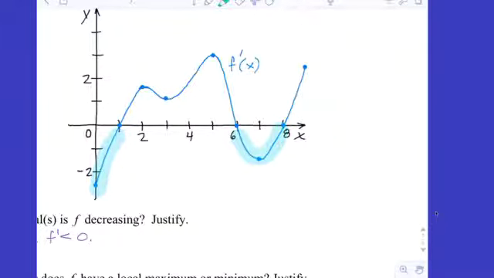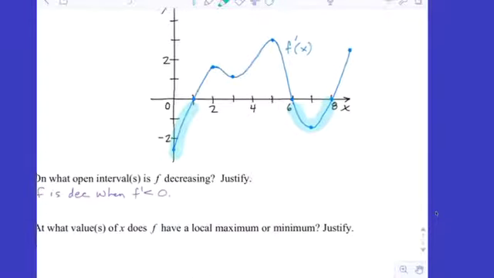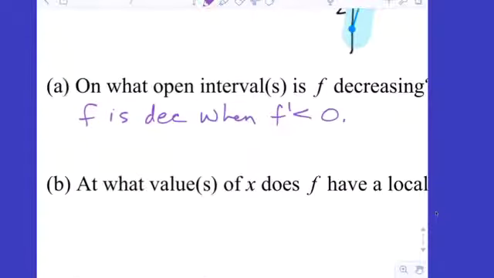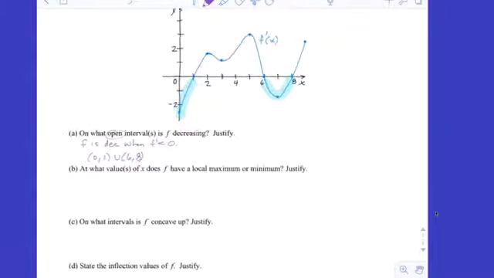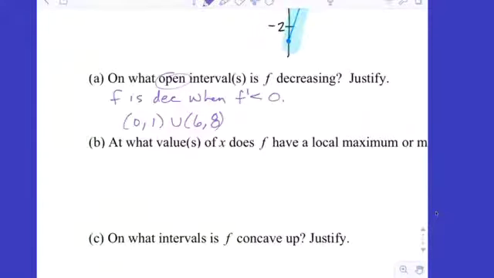We got that, right? Yeah, from 0 to 1 and 6 to 8. So this occurs on the open intervals 0 to 1, union, 6 to 8. Are there any units to put there? No. So there you go. You've answered the question and you've justified it. You just did it in the reverse order, which is fine.